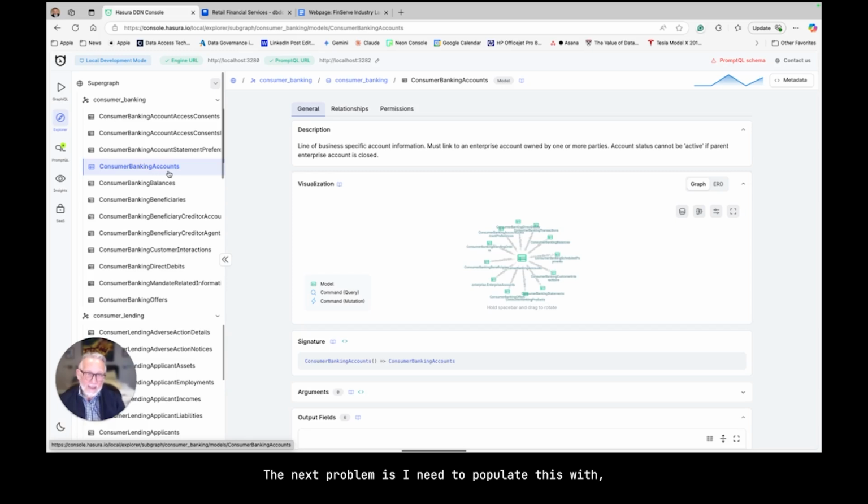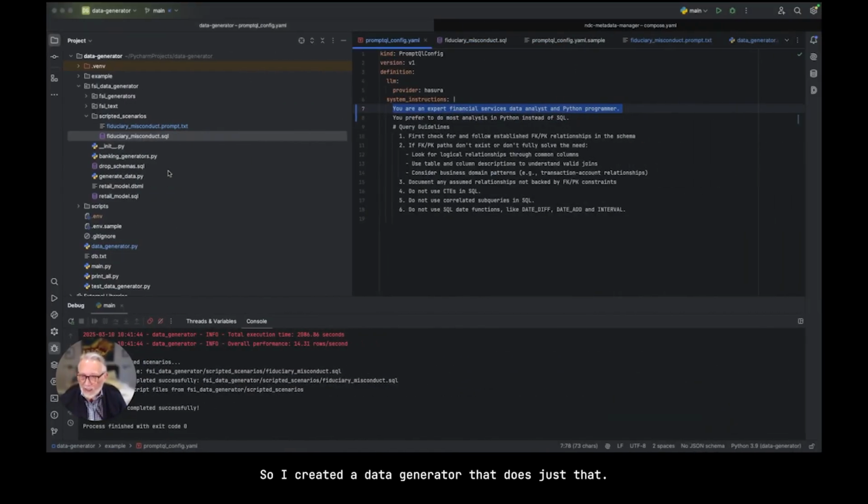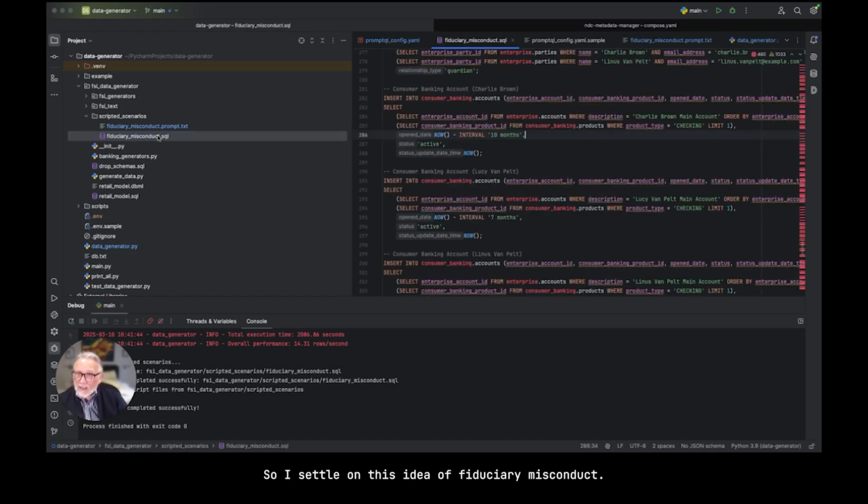The next problem is I need to populate this with reasonable financial data. So I created a data generator that does just that. Now, having done all of that, my next problem is I have to create a sample problem. So I settle on this idea of fiduciary misconduct. And what this does is, after generating all this data, it inserts specific records into the generated data. And the goal is for a data agent to sift through those millions of rows of information and hundreds of tables and find the specific issue and tell you about it and tell you what you should do about it.